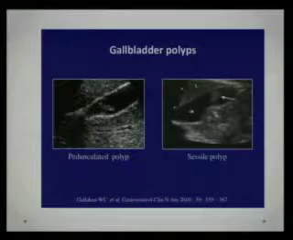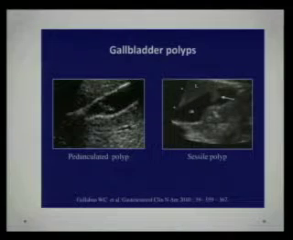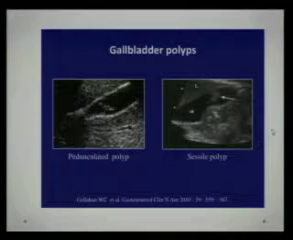Gallbladder polyps could be pedunculated, as we see here. Or the polyp could be attached with a broad base to the anterior wall of the gallbladder here. That's a sessile one. And here it's pedunculated. Its base that it is attached with is fairly narrow.